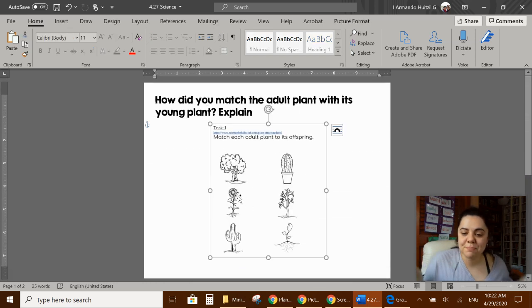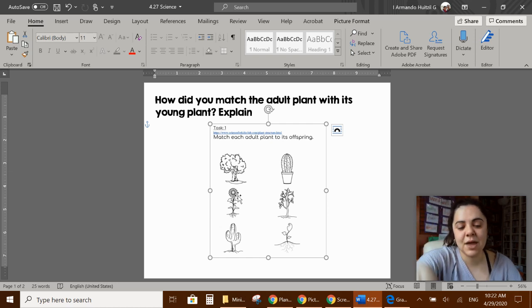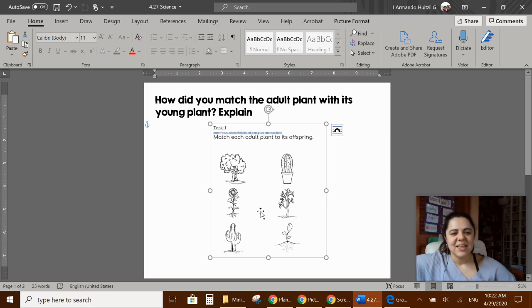We want to know, how did you match the adult plant with its young plant? Explain. Entonces, tenemos que pensar en lo que hicimos, pienso que fue el lunes, con esto. Y tenemos que escribir cómo sabíamos que podíamos poner el árbol con el arbolito. Entonces, tenemos que explicar qué son las características del adulto que vemos en el baby, en la mata que es el baby, ¿no? So we're going to write, how did we match the adult plant with the young plant?